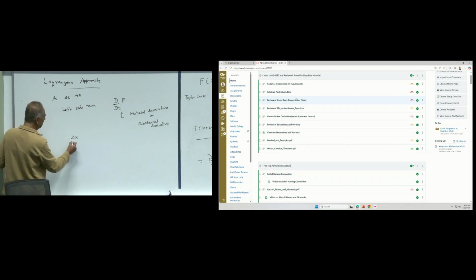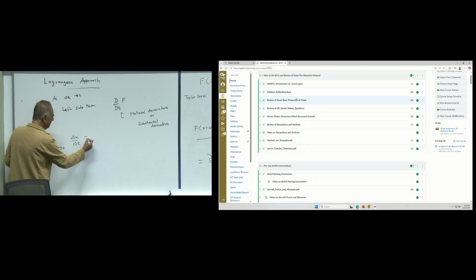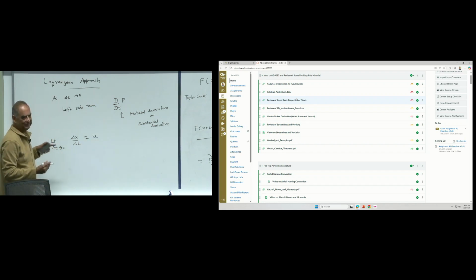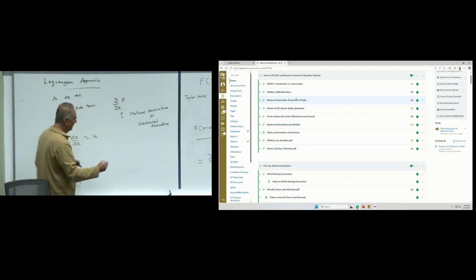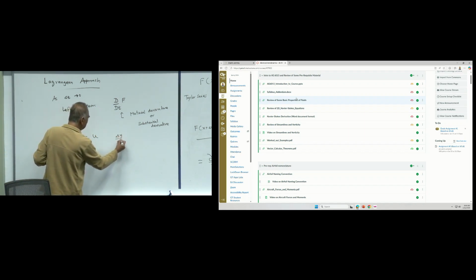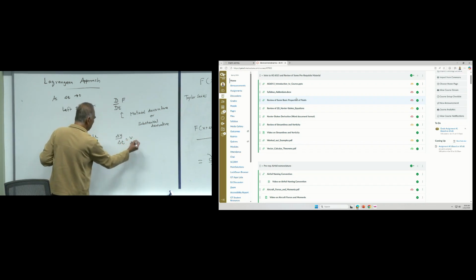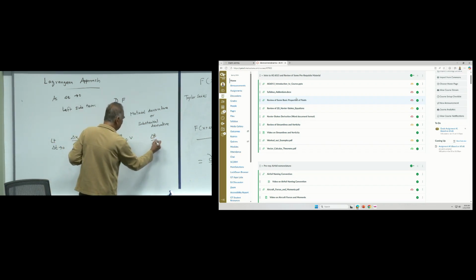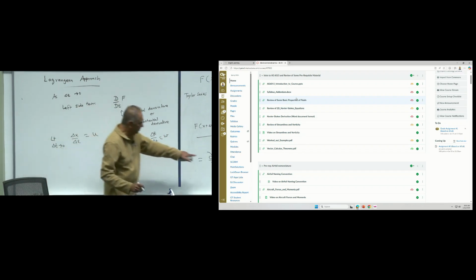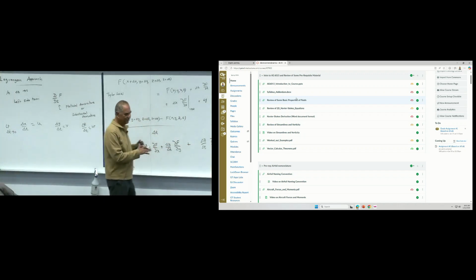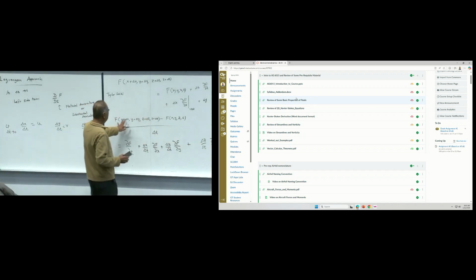Also, delta x by delta t, remember the particle moved a distance delta x over a period of delta t. So as the limit delta t goes to 0, it will be simply the velocity u. That's the distance it has traveled in the x direction. Delta y over delta t would be v. Delta z over delta t would be w. So we can replace this by u, v, and w. And then the left-hand side, we can replace it by the material derivative.